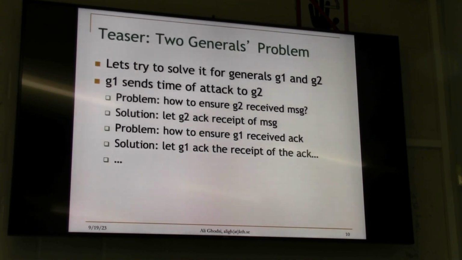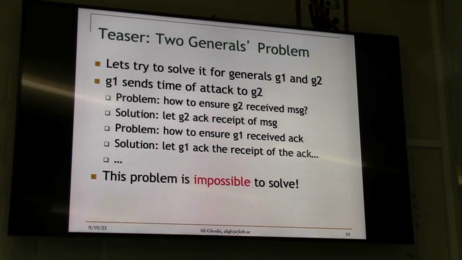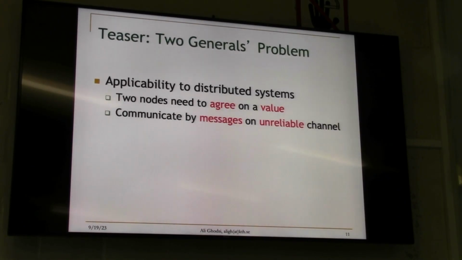In fact, you can prove there is no algorithmic solution in this case. And this is important in a distributed system. This problem is impossible to solve. This applies to distributed systems. We have two nodes. They need to agree. They're communicating by messages on a channel, but the channel is unreliable. The messages might be dropped, and of course, we also don't know how long the messages take. So this is a distributed system.